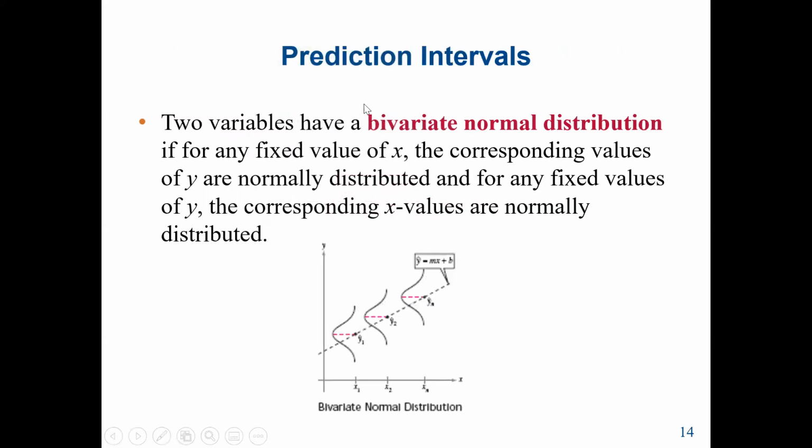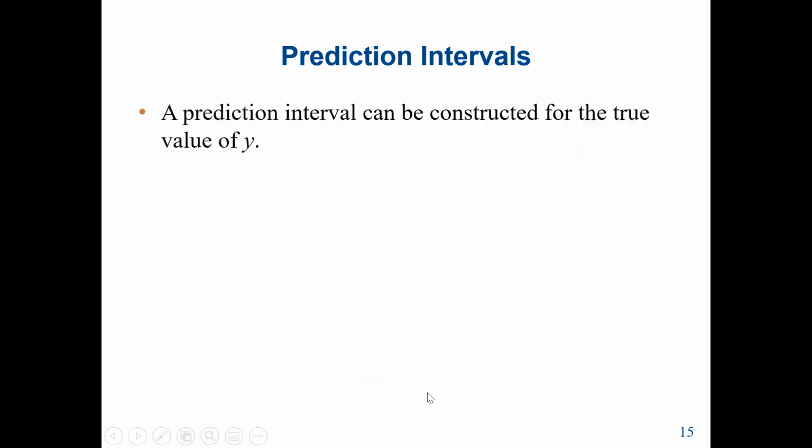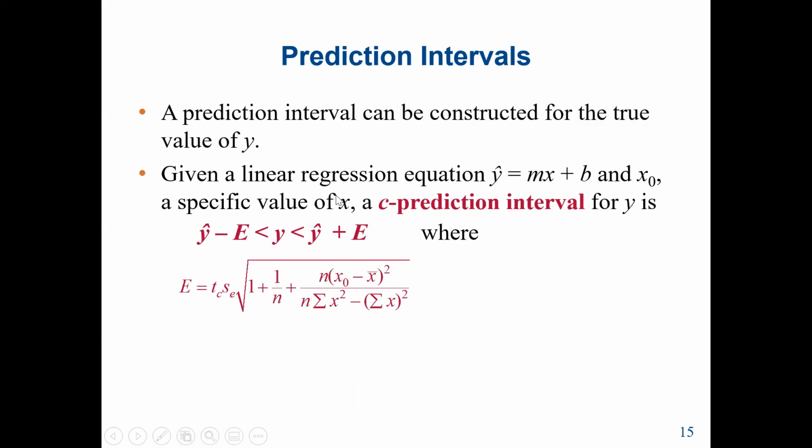Next, we talk about prediction intervals. Now, if two variables have a bivariate normal distribution, and for any fixed value of x, the corresponding values of y are normally distributed, and also for any fixed value of y, the corresponding x values are also normally distributed, as we can see in the diagram.